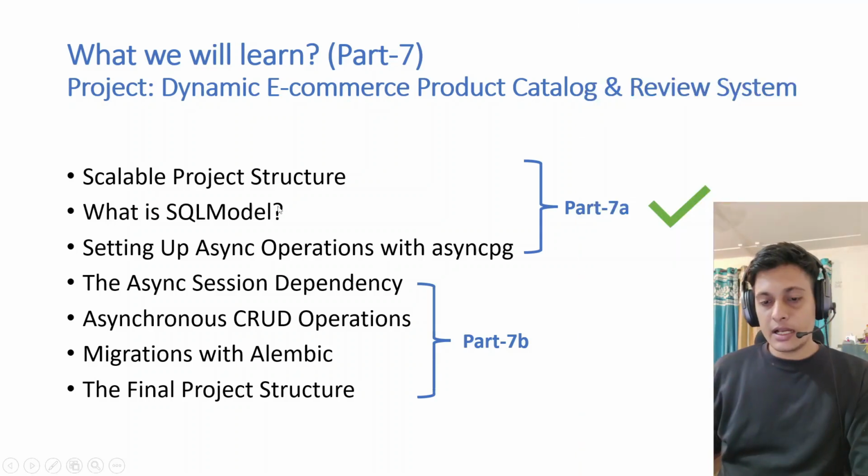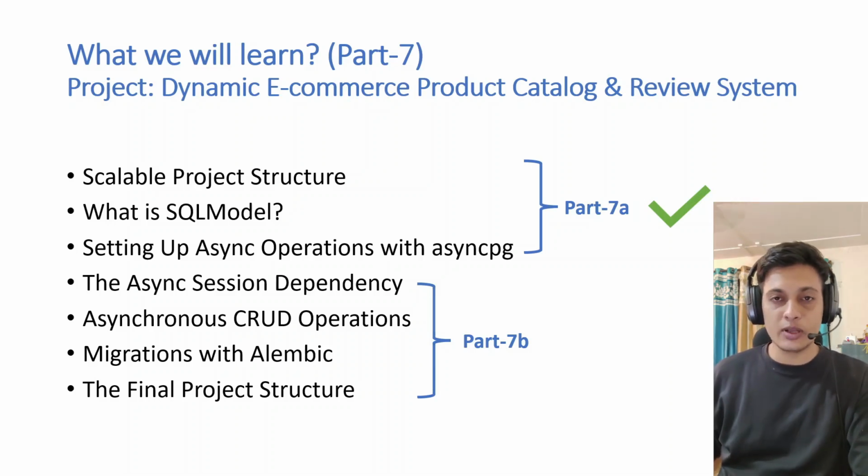So in this part, till now we have completed the initiation of this scalable project structure. Then we also understood how to create the SQL model and why to create the SQL model. After that, we created the core of this particular API, and this core includes the asynchronous operation initiation. But that's not all that is required for the asynchronous operation.